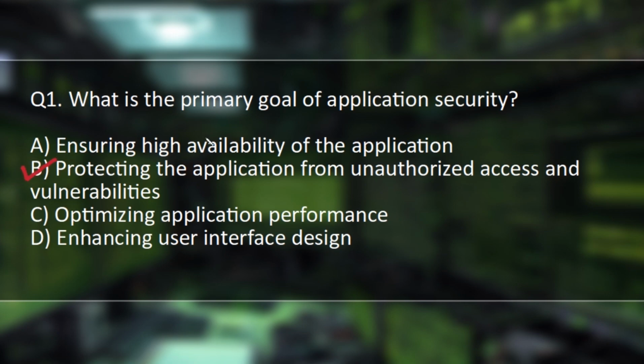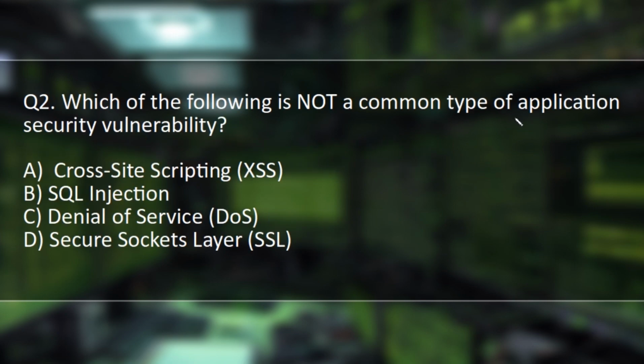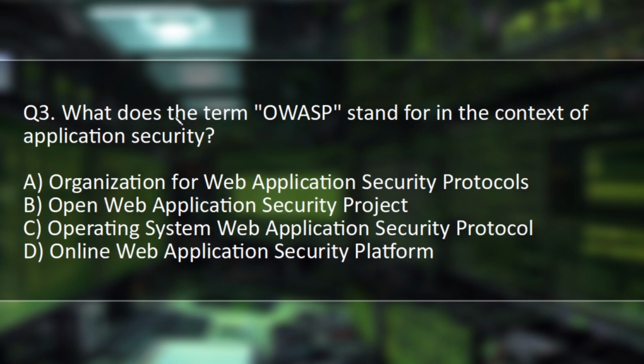Next question. Which of the following is not a common type of application security vulnerability? Looking at the options, the correct option is SSL. Why? Because SSL is a communication protocol. The rest are vulnerabilities.